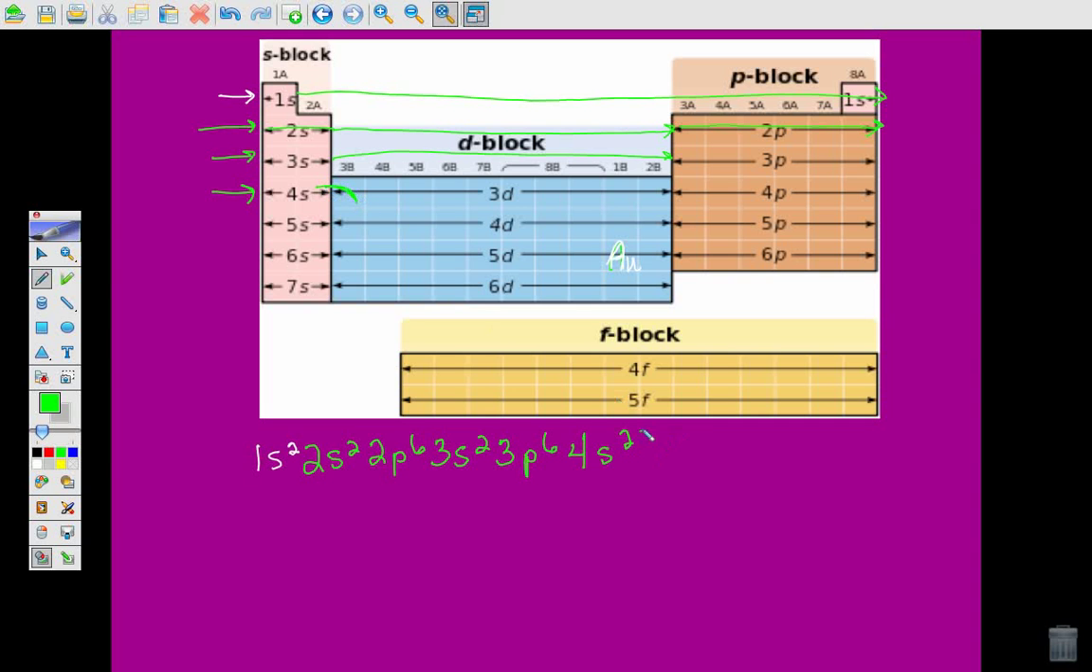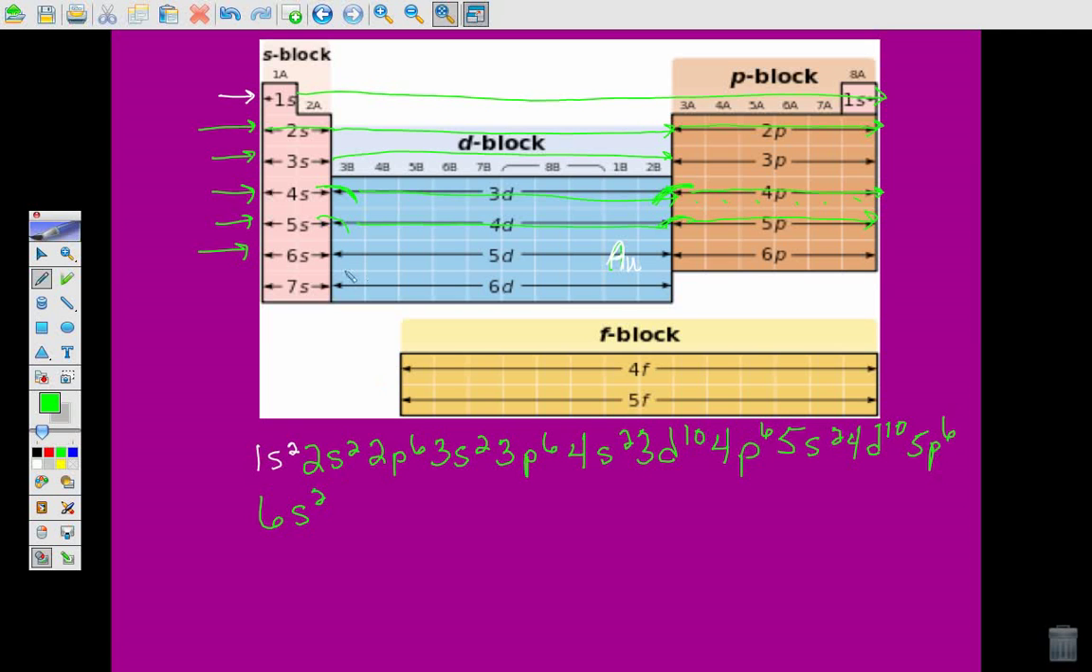4s2. Now don't forget, you're kind of going down a little hill here. So we'd have 3d10. We're going all the way through that. And then we go back up a hill. So we go back up to 4p, and we're going all the way through. So count the blocks, 1, 2, 3, 4, 5, 6. 4p6, and then we're going to come back here, and we have 5s2, downhill to 4d10, all the way through, and then uphill to 5p6, all the way through.